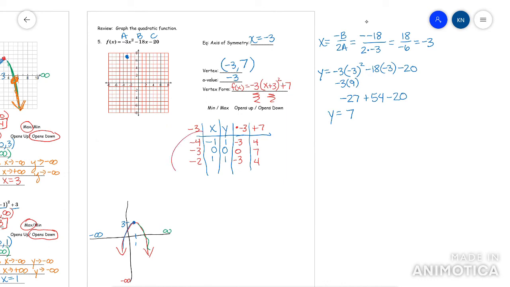Graph it using the outermost numbers as coordinates. So like my first coordinate that I'm going to put down is negative 4, 4. So it looks something like that. So that vertex is a maximum because it's the highest, and this graph is opening down.